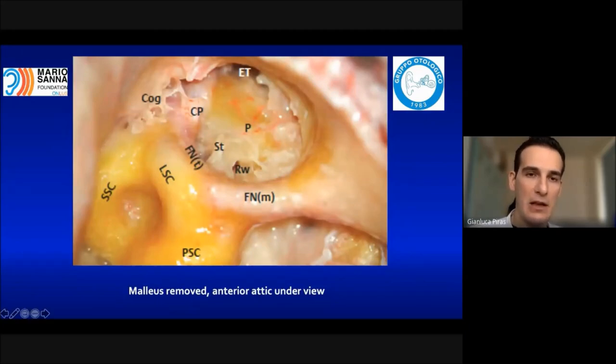There, that's the cog. So it is a bony eminence, which divides the anterior epitympanum from the posterior epitympanum, and usually below the cog you have the geniculate ganglion area. You see the cochleariform process and lateral canal, the tympanic segment of the facial nerve, the pyramidal eminence, which is here, lateral semicircular canal, second genu of the facial nerve. So the tympanic segment of the facial nerve is between the cochleariform process, pyramidal eminence, and lateral semicircular canal.